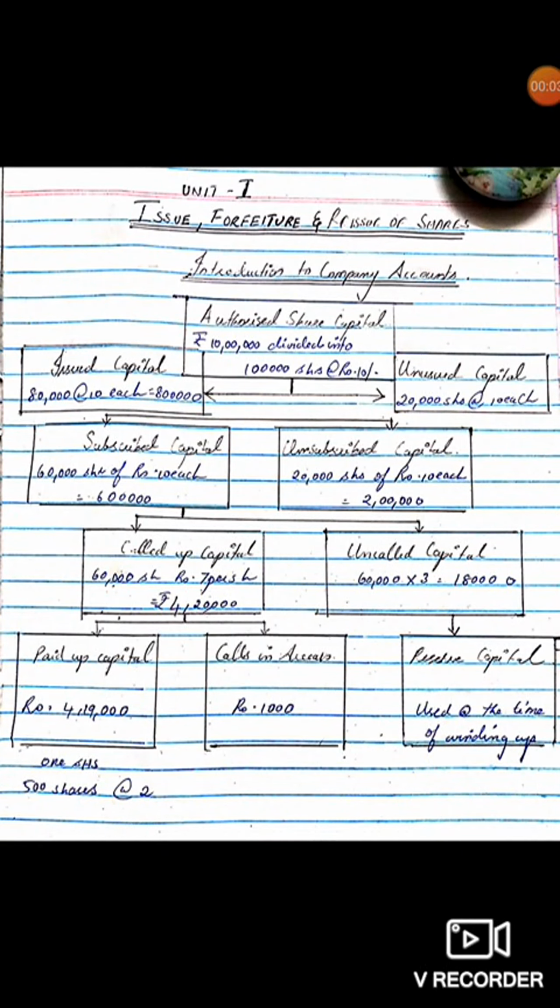The first unit in corporate accounting deals with two chapters. The first chapter is issue, forfeiture and reissue of shares, and the second chapter will be underwriting of shares. So I'm very sure that this chapter is familiar to you. So let me just give you a brief introduction to company accounts.